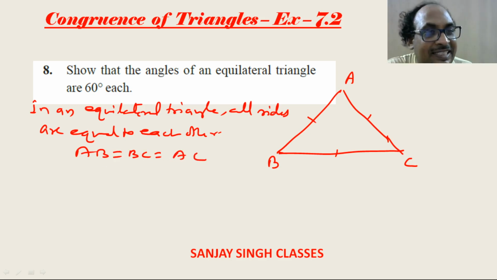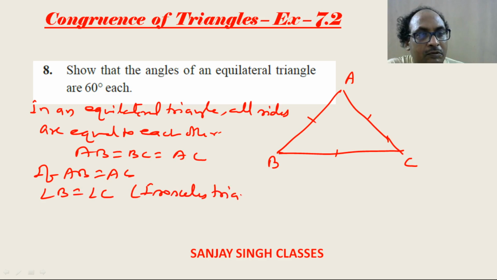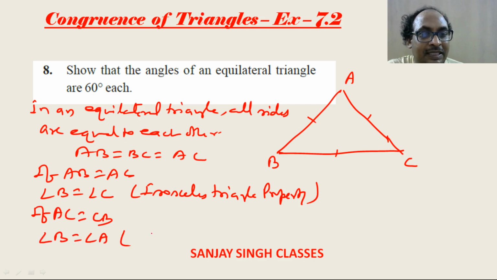Now in this case, if AB is equal to AC, then angle B is equal to angle C, by the isosceles triangle property. Now if AC is equal to CB, in that case angle B is equal to angle A. Again, isosceles angle property.